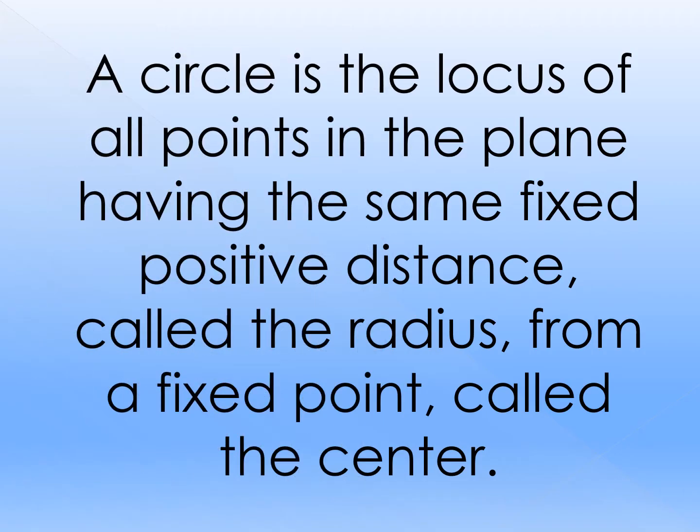What is a circle? A circle is the locus of all points in the plane having the same fixed positive distance called the radius from a fixed point called the center. Just take note of the words fixed positive distance called the radius. It implies that if the radius is equal to a negative, therefore we cannot form a circle.